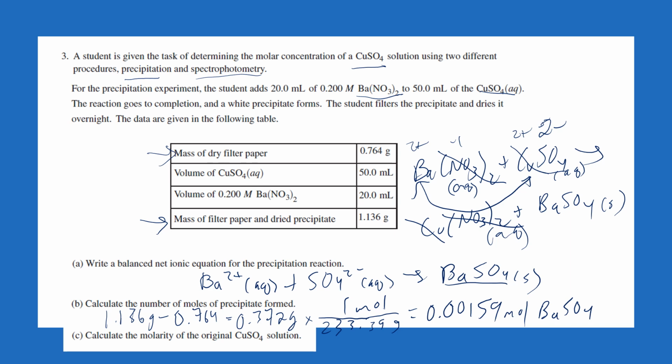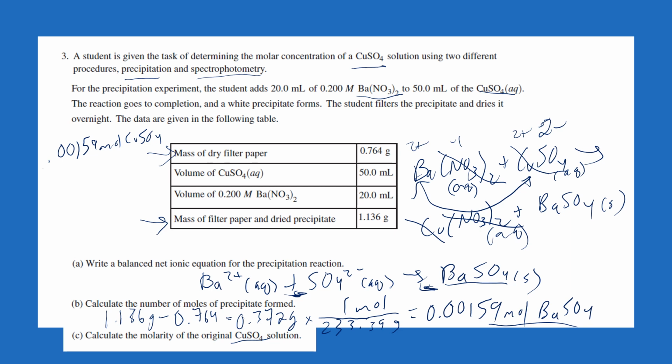Calculate the molarity of the original copper sulfate solution. So this is a 1-to-1 relationship here between the barium sulfate and then the copper 2 sulfate. So that makes it really easy. I'm going to kind of squeeze it in over here. I know I have 0.00159 moles then of copper 2 sulfate because it's equal. It's a 1-to-1 relationship.